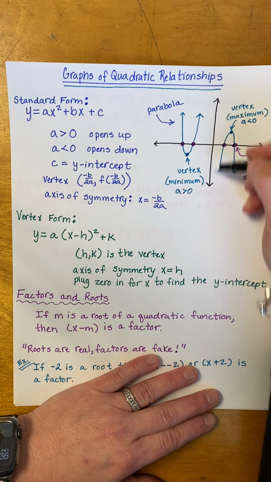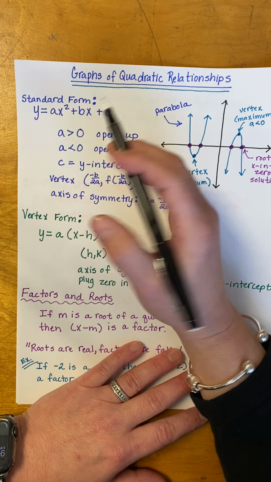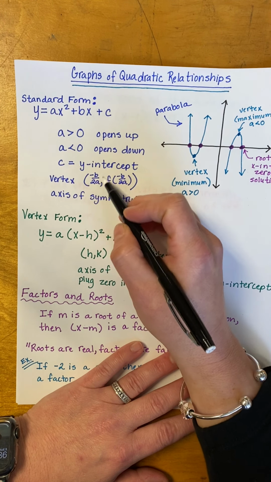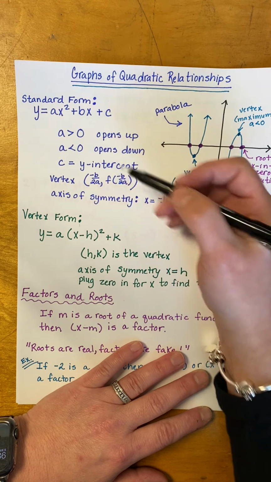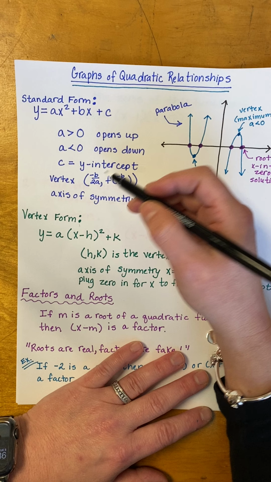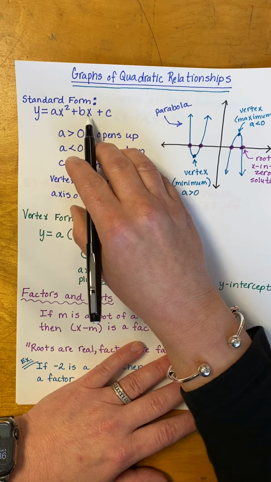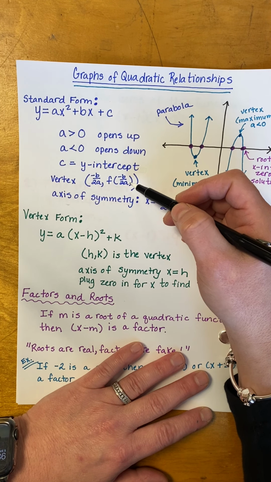it crosses the y-axis. Now, the vertex, when it's in standard form, standard form's not really fun for the vertex. What you have to do to get the x-coordinate is negative b divided by 2a. And that gives you the x-coordinate of the vertex. And then to get the y-coordinate, whatever you got for the x-coordinate, you just plug it in for x and then do order of operations, and that'll give you the y-coordinate.